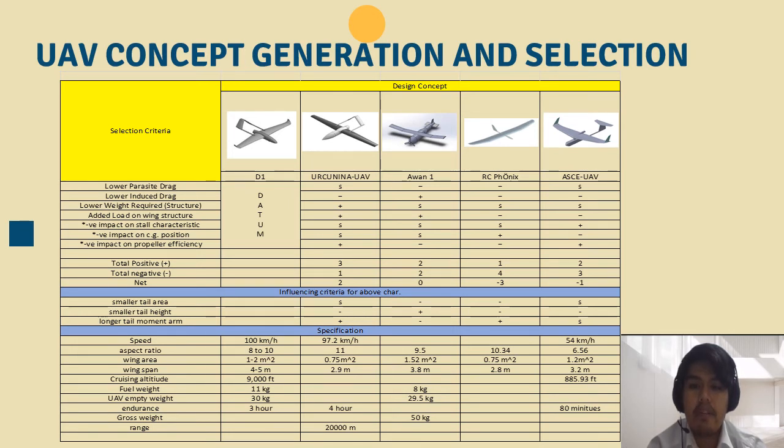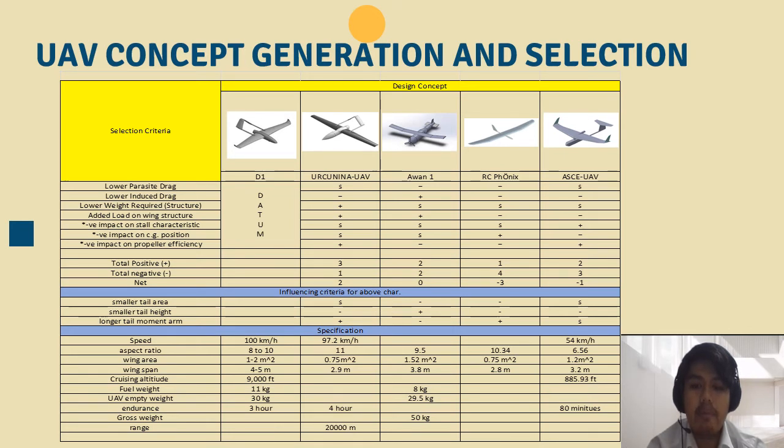As you can see from this table, the score will be given based on the selection criteria that have been listed on this table. Based on the criteria chosen, the better the design, a score will be given by putting a plus sign to the design, while if the criteria is not good, a negative sign will be given to the design.